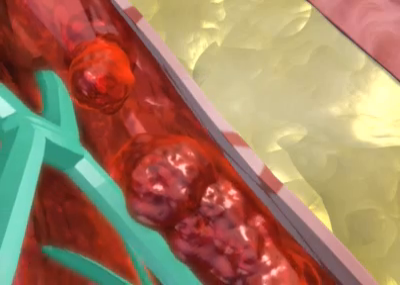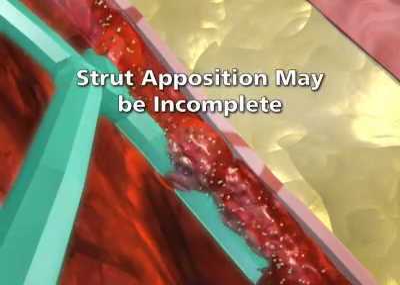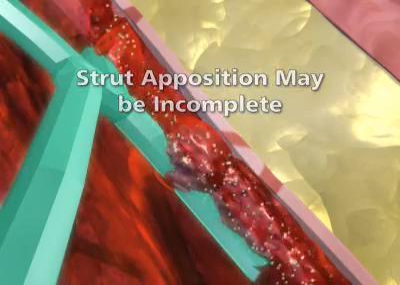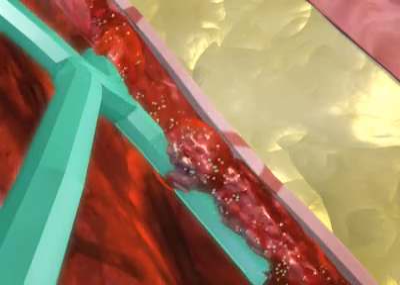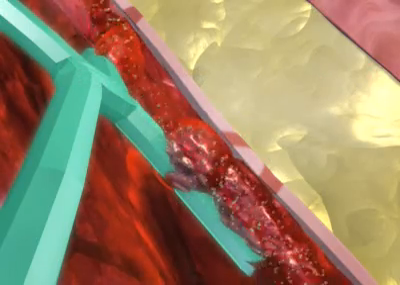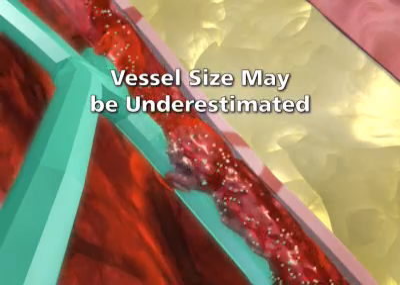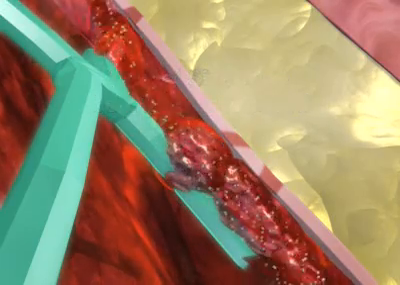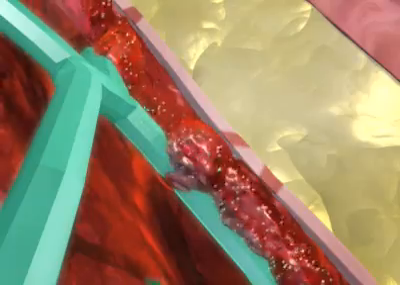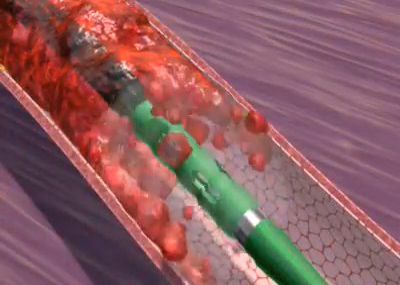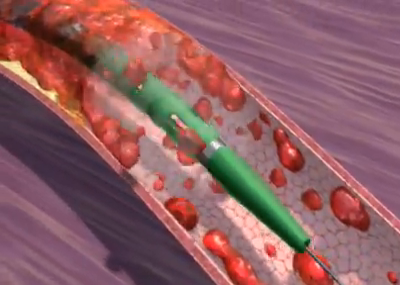Thrombus compressed under the stent struts may prevent optimal apposition and contact between the stent struts and the vessel wall. In this situation, the true vessel size may be severely underestimated, and incomplete strut apposition may occur. Successful removal of thrombus using angiojet thrombectomy may permit more appropriate stent selection, ensuring complete stent apposition and contact between the stent struts and the vessel wall.